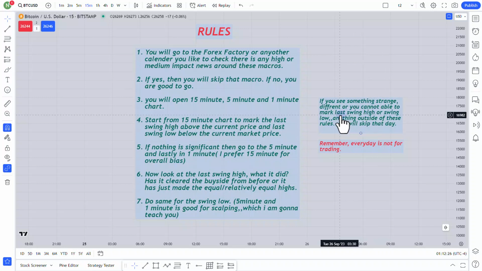I'm repeating this again. If you cannot mark the last swing high or swing low, that is, the swing high above the current market price and the swing low below the current market price, it's written over here, you will skip that day or that macro. So now let's go to the chart. We'll see what happened yesterday.